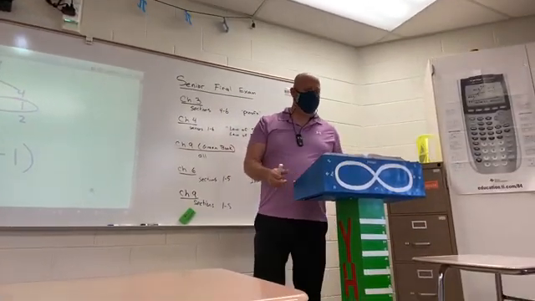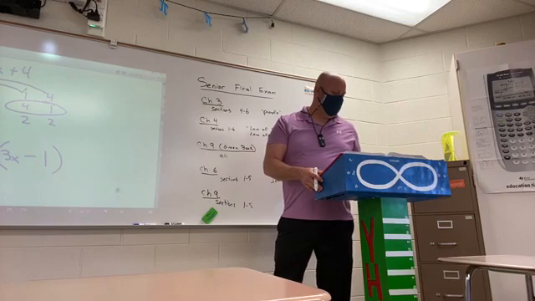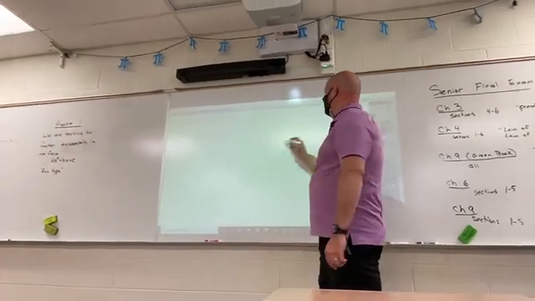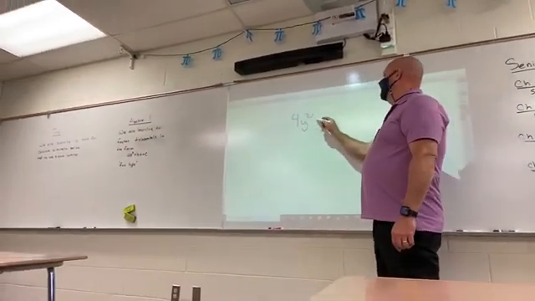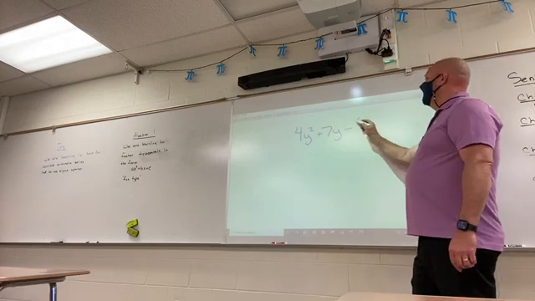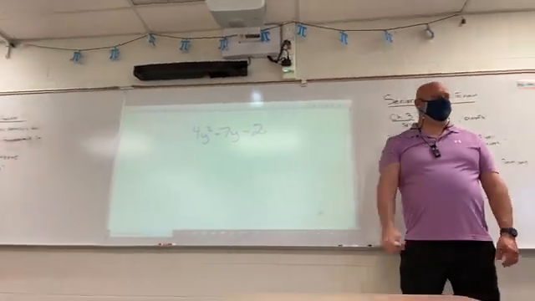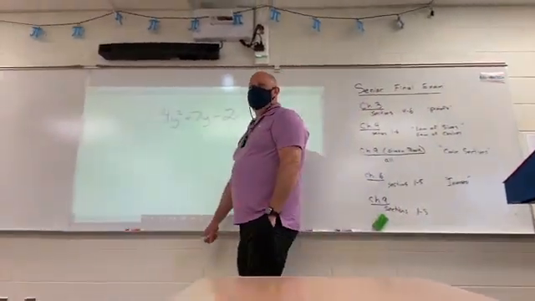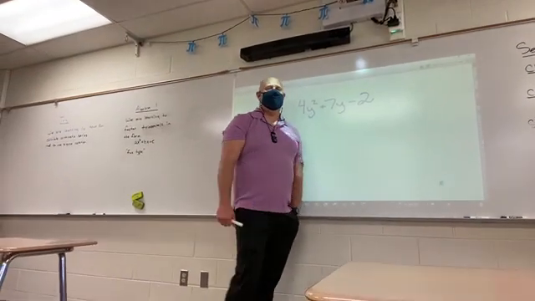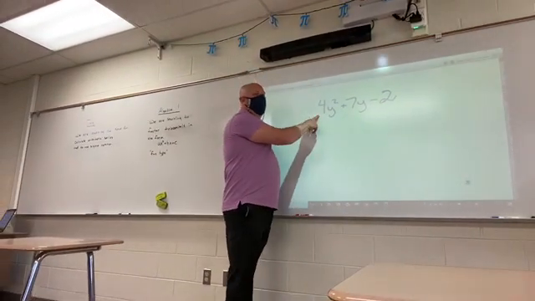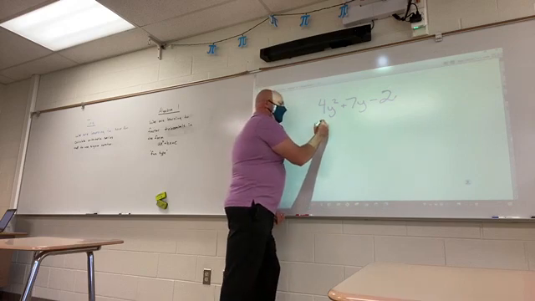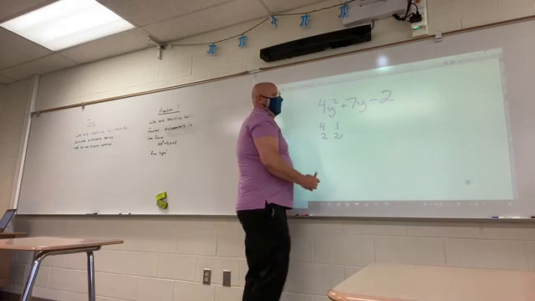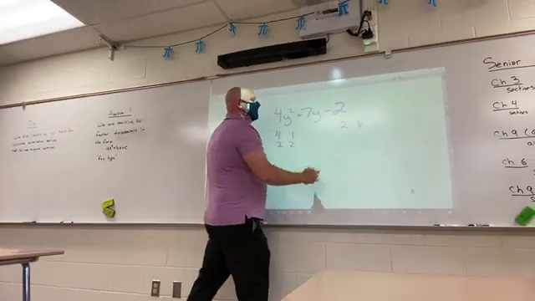Let's try. How about 4y squared plus 7y minus 2? What's the first step here? Make your lists. What are all the different ways to get to a 4? 4 and 1, 2 and 2. What are all the different ways to get to a 2? 2 and 1, and 1 and 2.